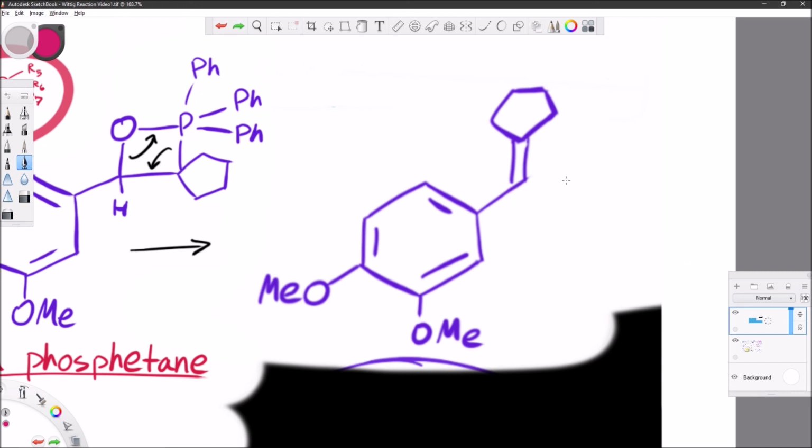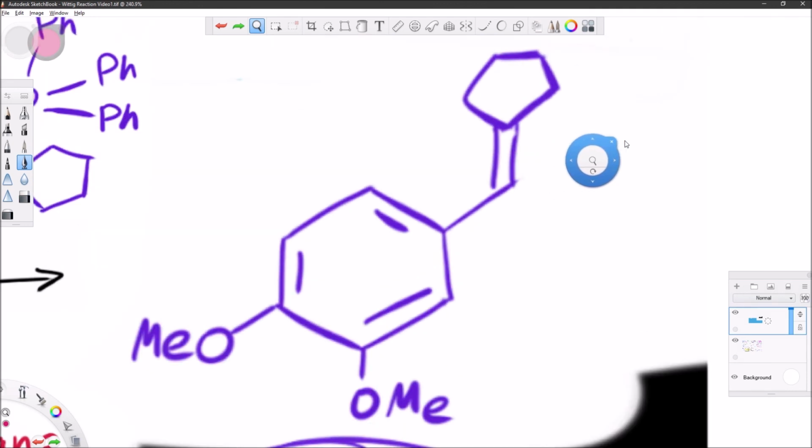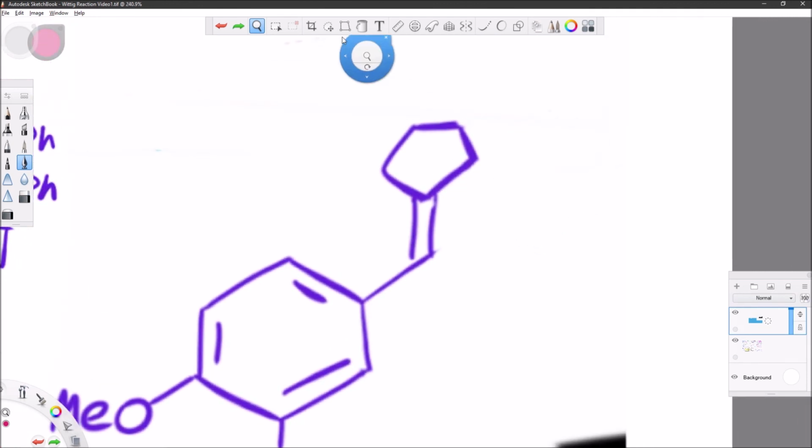That is because the Wittig is selective. The point is that a Wittig is always going to make a Z alkene, or better known as a cis alkene.